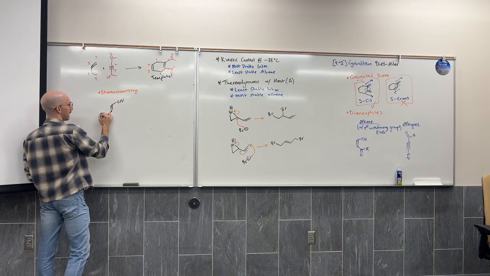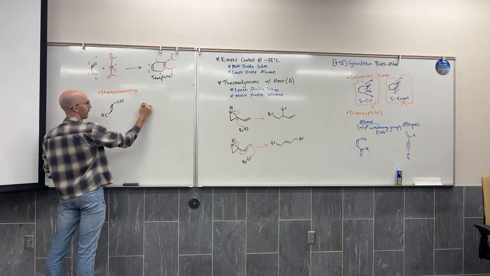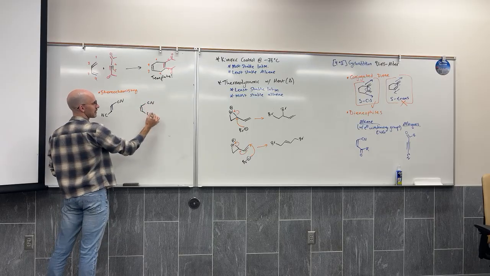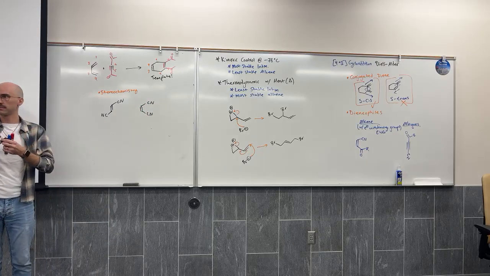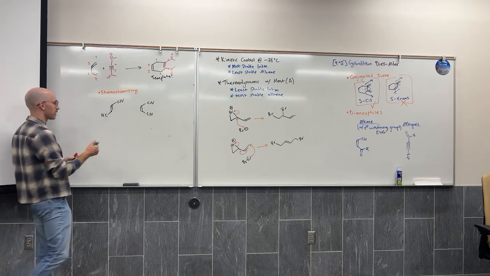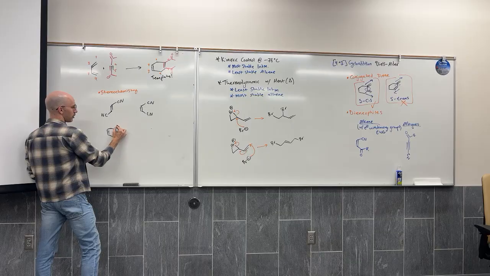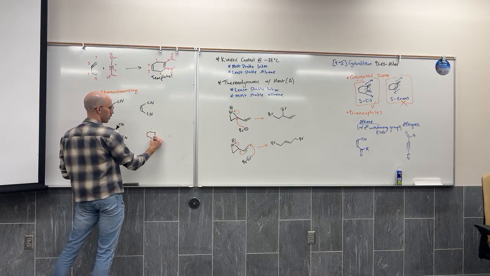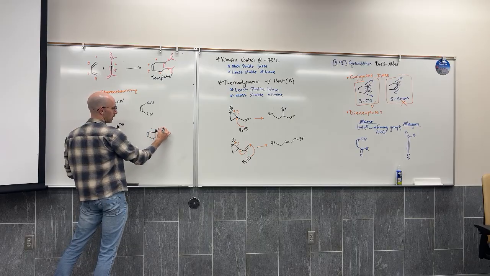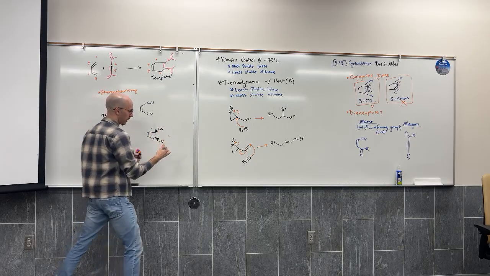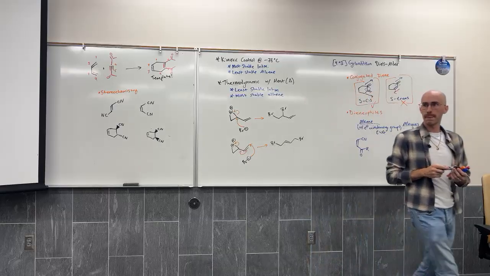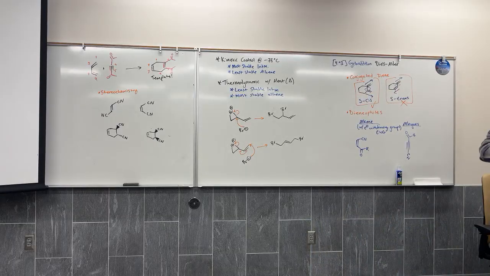If you have a trans dienophile versus a cis dienophile, then you can predict that in your final product, you will either have trans orientation of those electron withdrawing groups or cis orientation of those electron withdrawing groups. The stereochemistry on the alkene impacts the stereochemistry in the final product.